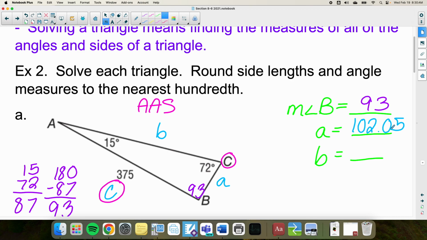When I go to find little b, I have to do law of sines again. You cannot use Pythagorean theorem on these triangles. And why is that? Do you know? There's no right angle. Okay, so you have to keep reminding yourself of that. So here's what we're gonna do.